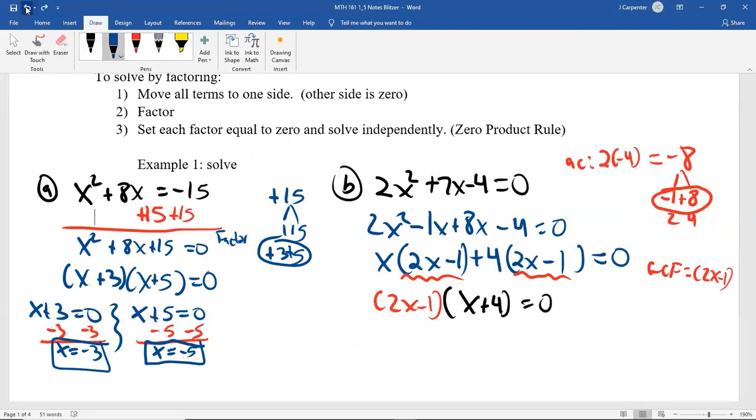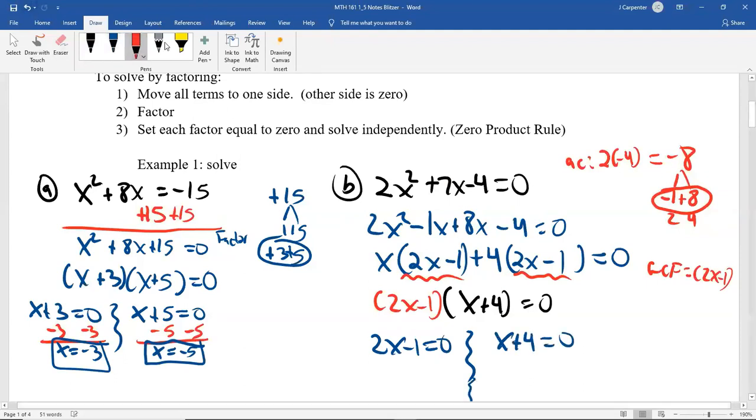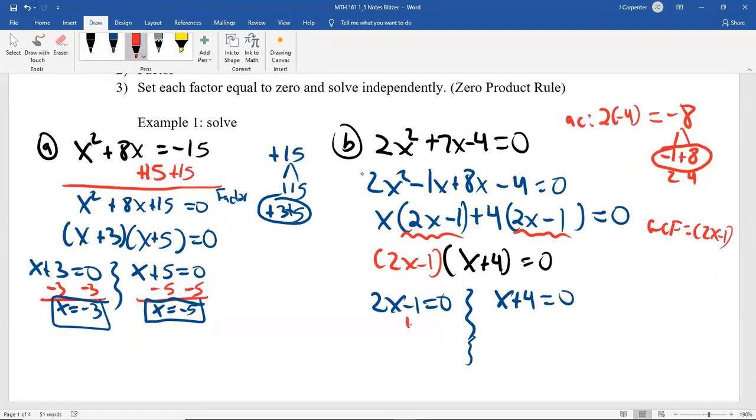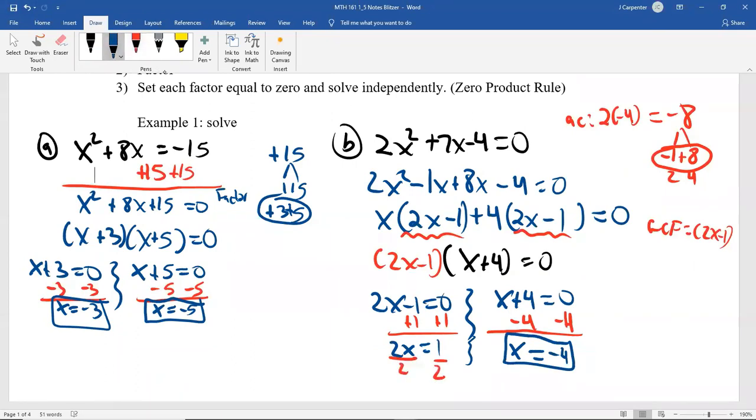Please erase those. So we have 2x minus 1 equals 0, and x plus 4 independently equal to 0. You're going to add 1 and divide by 2 on both sides of the first one. You're going to subtract 4 on both sides of the second one. You get 2x equals 1, x equals negative 4. That one's done. You have to divide by 2 on the first one, though, to finish it up to get your x equal to a half.